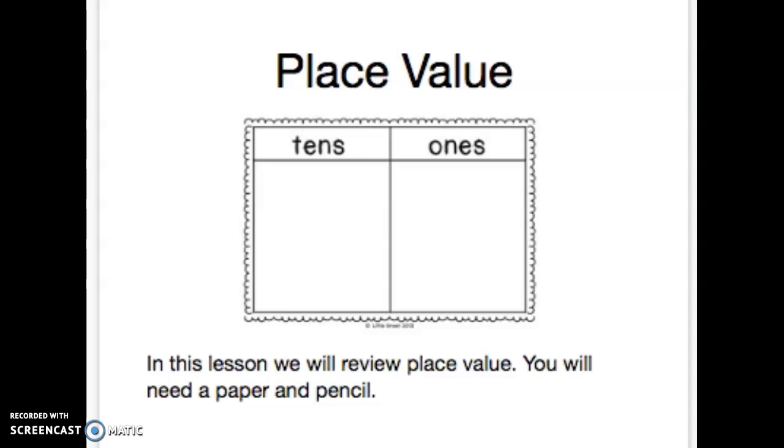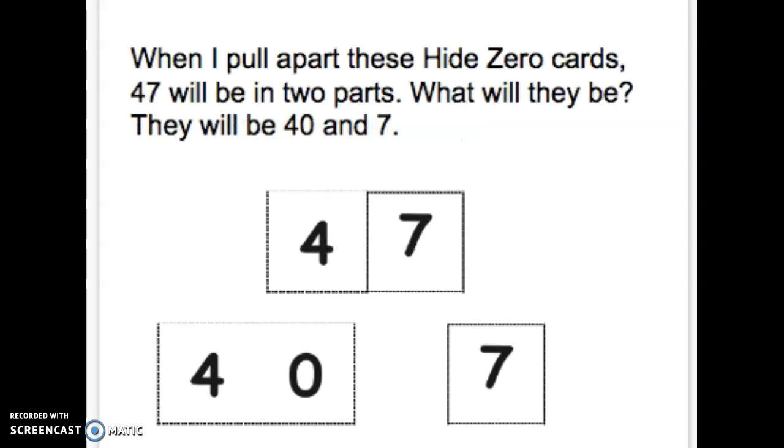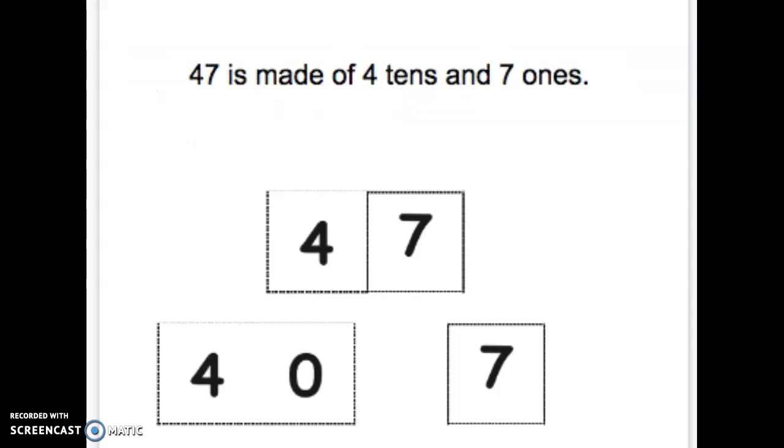In today's lesson, we are going to review place value. You will need a paper and pencil. What number am I showing? When I pull apart these hide zero cards, 47 will be broken down into two parts. They will be 40 and 7. 47 is made of 4 tens and 7 ones.